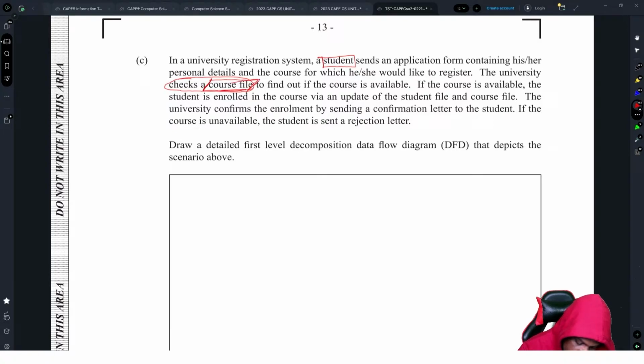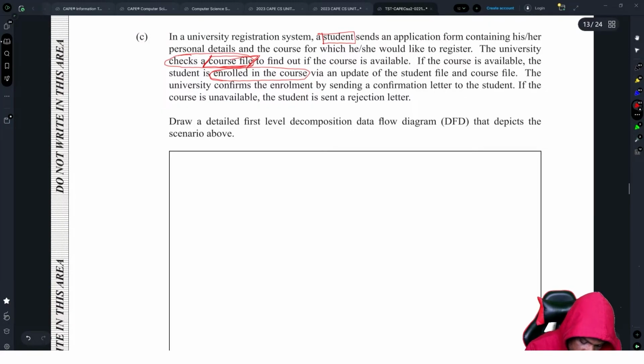If the course file is available, the student is enrolled in the course. Enrolled in the course as a verb. So that is our process of enrolling in the course, an update of the student file and the course file. The university confirms the enrollment by sending a confirmation letter to the student. Sending a confirmation letter could be a next process. Because usually when you enroll in the course, they will send an update one time. And I think that makes sense.